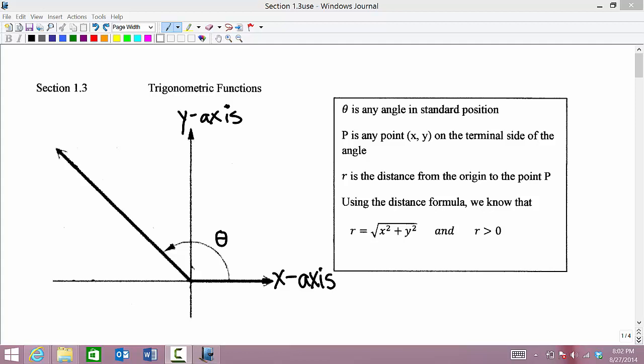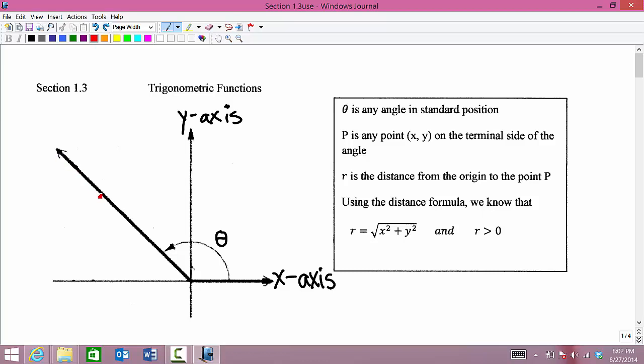In this section, we will describe the 6 trigonometric functions. But before we can do that, we need to start the framework by talking about theta. When we say theta, we're talking about an angle, and that angle must be in standard position. That means that our initial side has to be on the positive x-axis, and our origin will be where our vertex is located. We want to be able to pick any point on our terminal side.